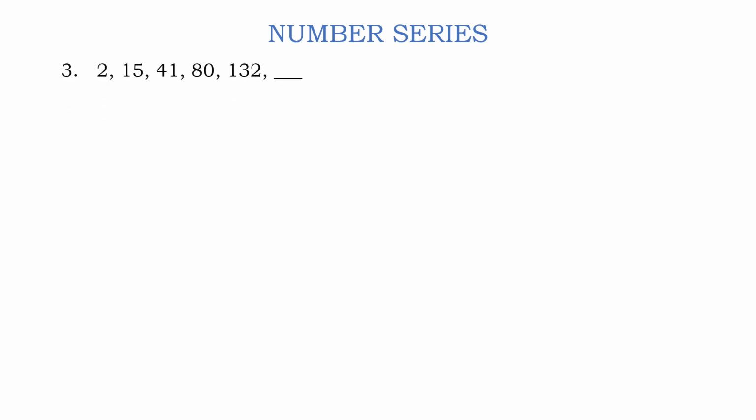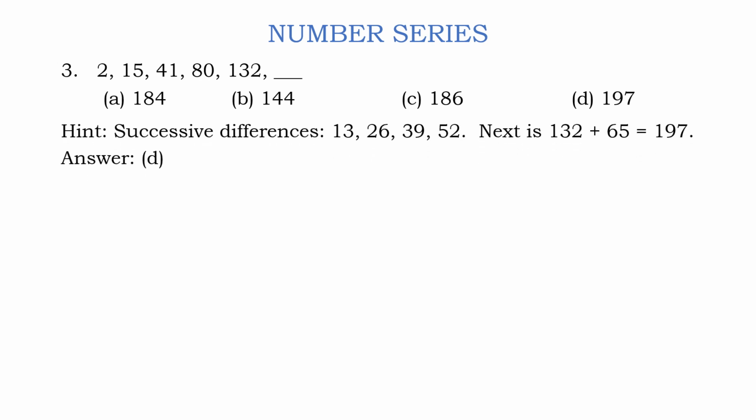Next, 2, 15, 41, 80, 132 and blank. Now if you observe the successive differences here, 2 and 15 differ by 13, 15 and 41 differ by 26, 41 and 80 differ by 39. So the successive differences are the multiples of 13. So the next difference will be 65. So 132 plus 65 is 197. So the answer is D.